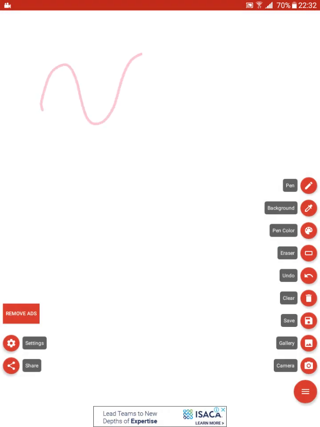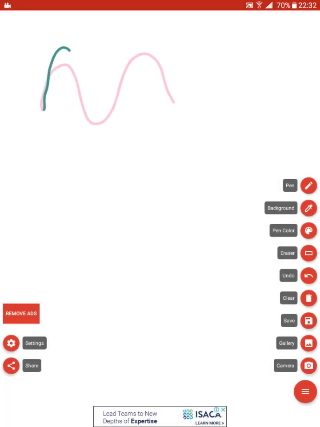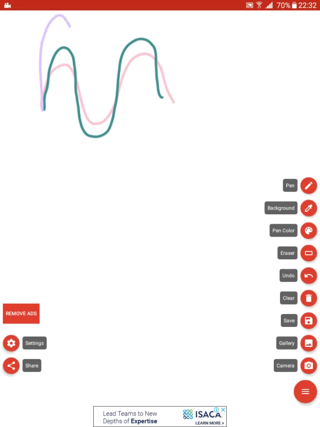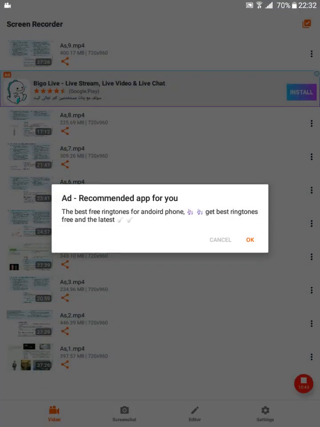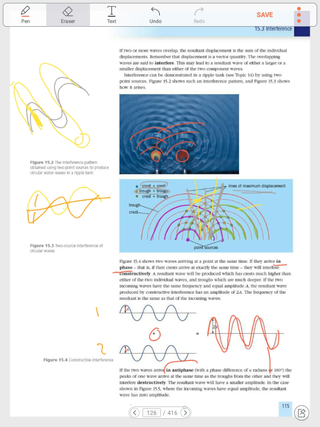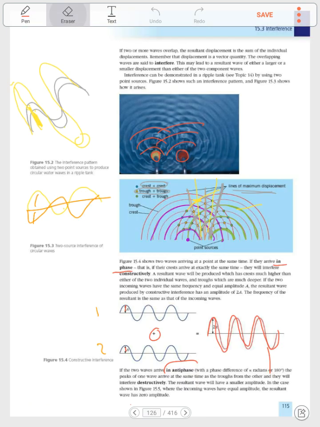Now, if we have this wave number 1, and let's say this is wave number 2, the total wave will be like this. We add these displacements together, and this is the total of the wave. Now, so we have constructive and destructive interference. We see here the constructive interference.